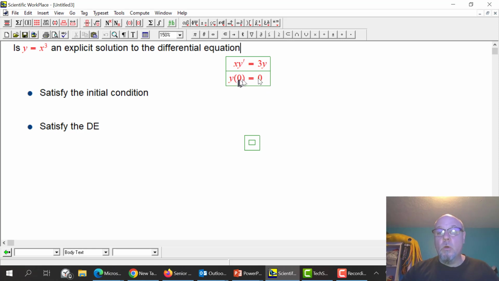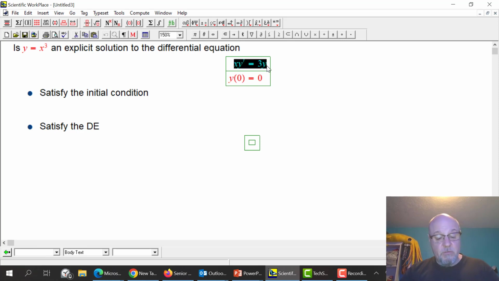It's supposed to go through the origin. When I make x equal to 0 and y equal to 0, does that solve the equation? Is the point (0, 0) on the curve y equals x cubed? Yeah. So we've got that done. The origin is on the curve. So we've satisfied the initial condition.